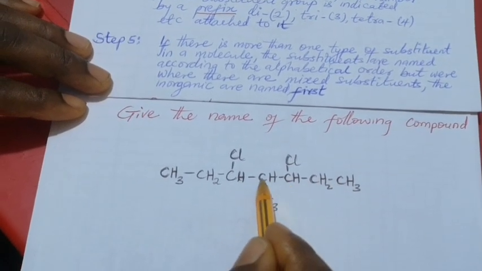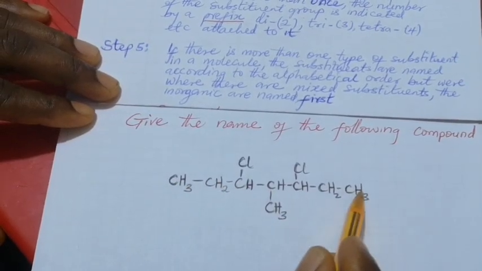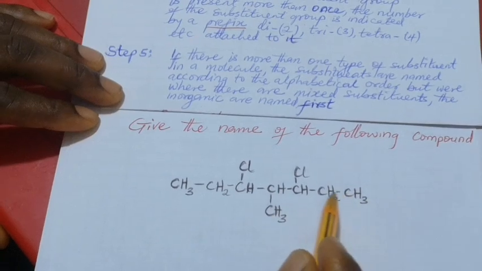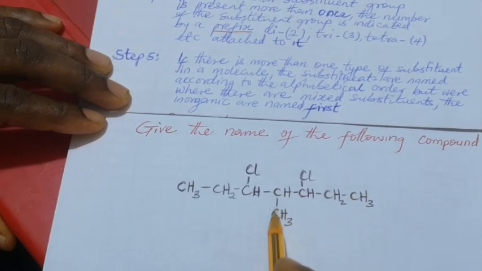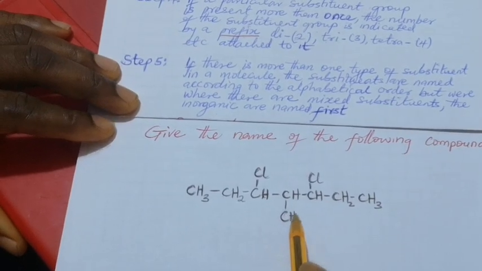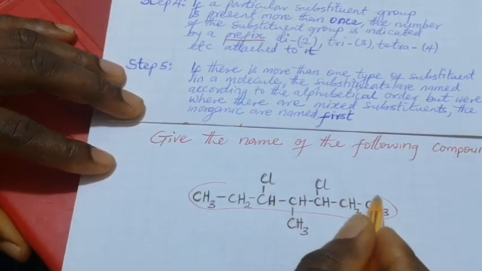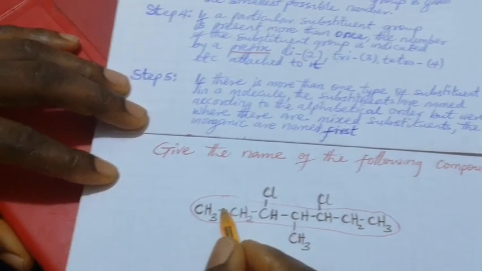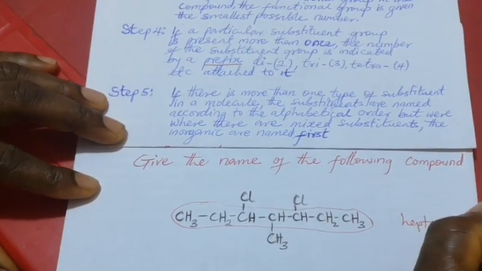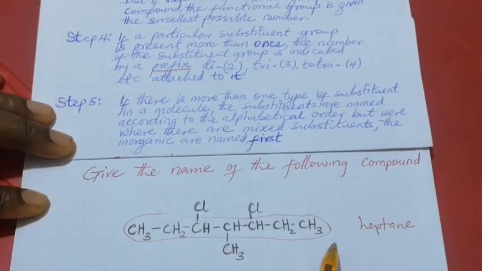1, 2, 3, 4, 5, 6, 7. We have 7 atoms here. And let's count this chain. 1, 2, 3, 4, 5. This chain has 5 carbon atoms. So our parent chain is going to be this one. Okay, and this is going to be heptane. So the compound is heptane.